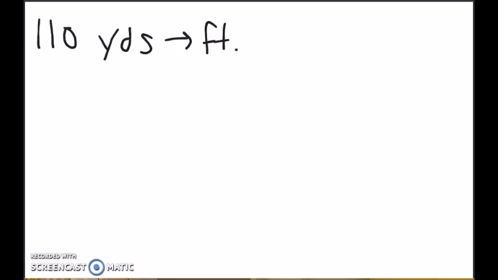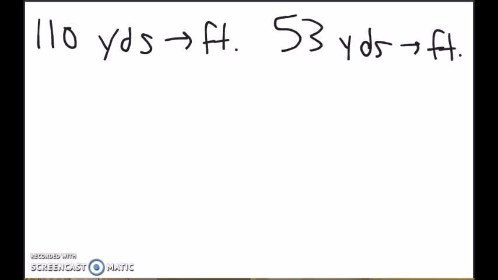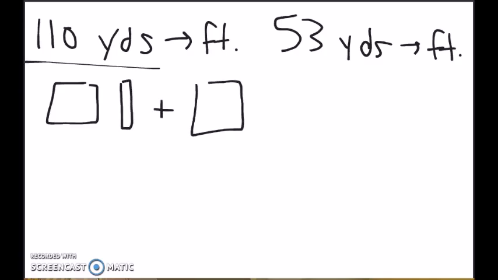Okay guys, this time I'm going to show you my method for turning 110 yards into feet, and that will be the length of our soccer field, and then 53 yards into feet, and that will be the width of our soccer field. So first, I'm going to start this by drawing a picture, and I'm going to work on the 110 yards first, and I'm going to draw a picture of what I'm thinking.